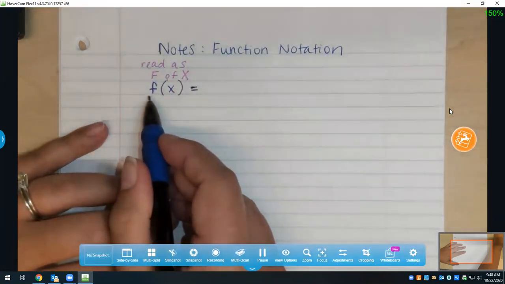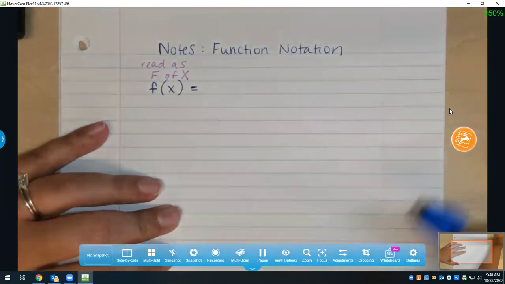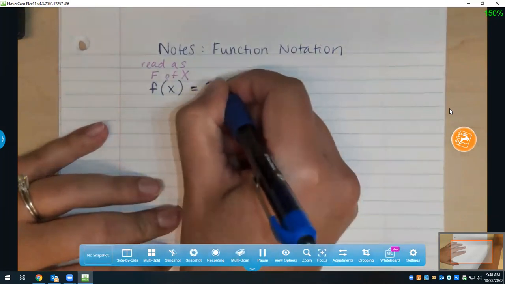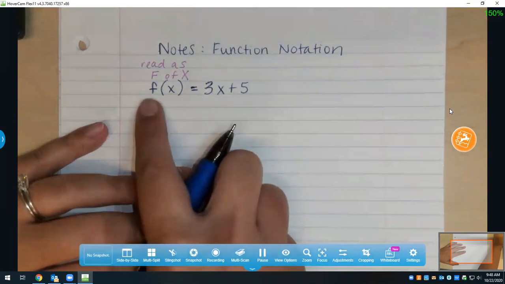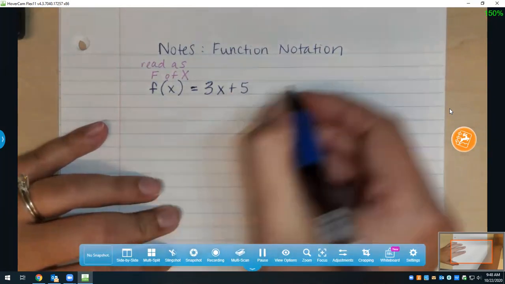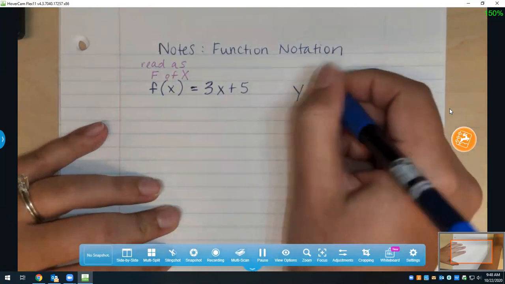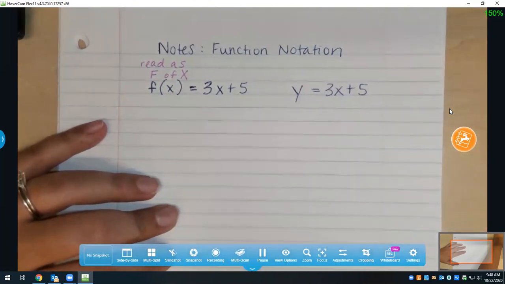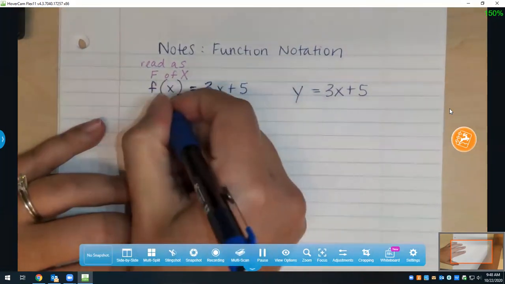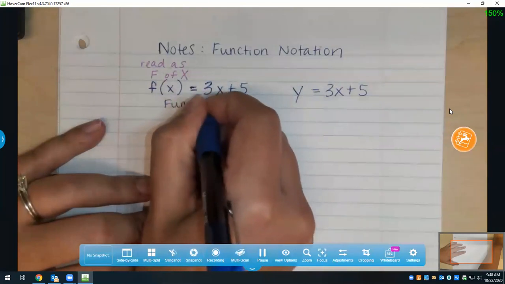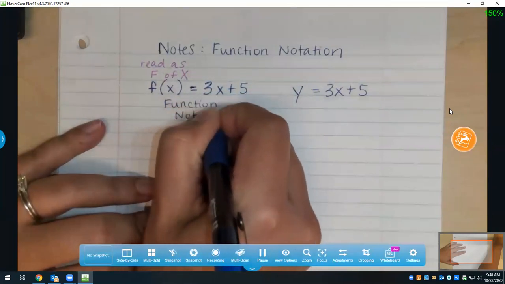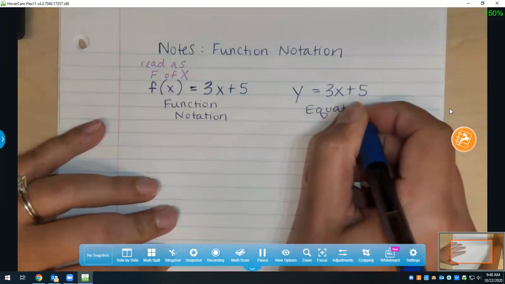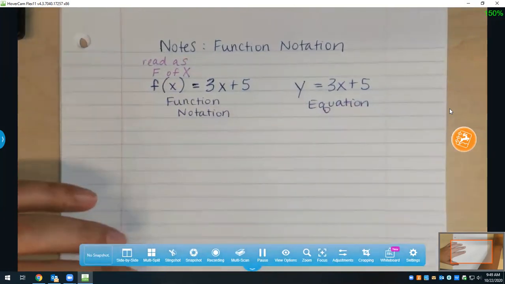So let's say we have f of x, and it just takes some getting used to, you'll pick it up. But f of x equals, and let's just, as an example, take 3x plus 5. This is the same thing as what we've been seeing, but whenever you had a y, okay? So this is called function notation. And this is just our equation written in terms of x's and y's, okay?